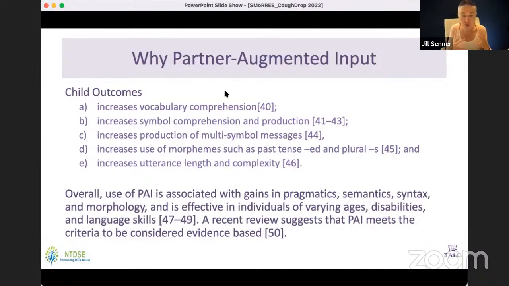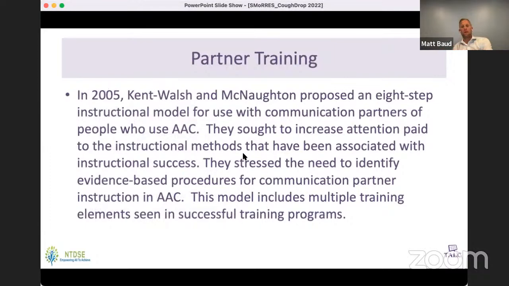So when we're looking at whether something is evidence-based, remember, we're not only talking about what we're teaching, but we're also talking about how we're teaching. So we're going to get into the how in just a quick sec. Right. And so Kent Walsh McNaughton back in 2005, so about 17 years ago, proposed an 8-step instructional model for training communication partner for people who use AAC. And they really wanted to look at those instructional methods that have been tied to evidence-based procedures. Knowing that just doing the in-services aren't enough, they knew we had to add different training elements, right?